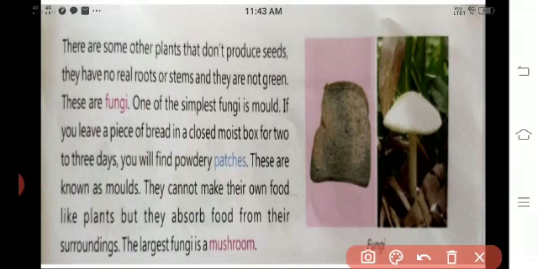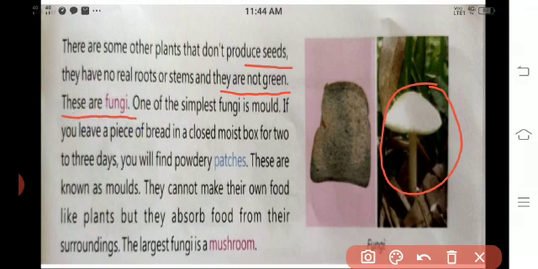Next you can see, what is this? It's very familiar to you. It's a mushroom. There are some other plants that don't produce seeds. They have no real roots or stems, and they are not green in color. These are called fungi. You see the picture of bread. It's covered with fungus. One of the simplest fungi is mold.